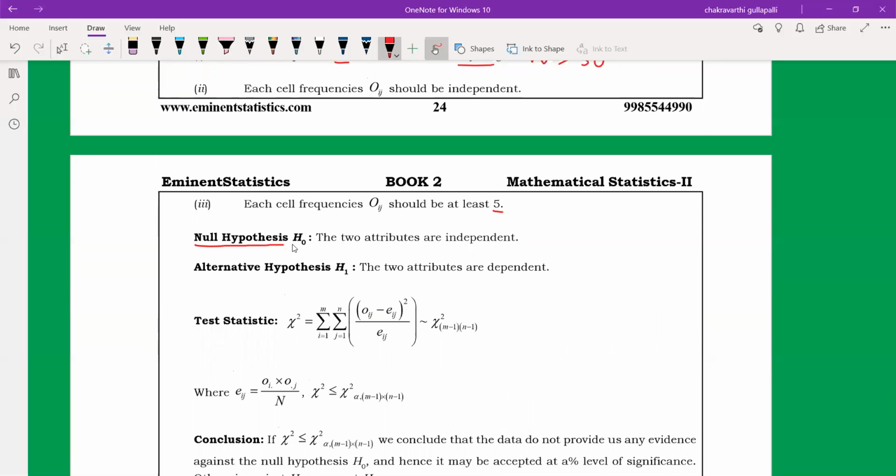First of all, set up the null hypothesis. This is very important. The two attributes are independent. Simple one. Both attributes are independent. The alternative is the complement of this null hypothesis. So the attributes are dependent.